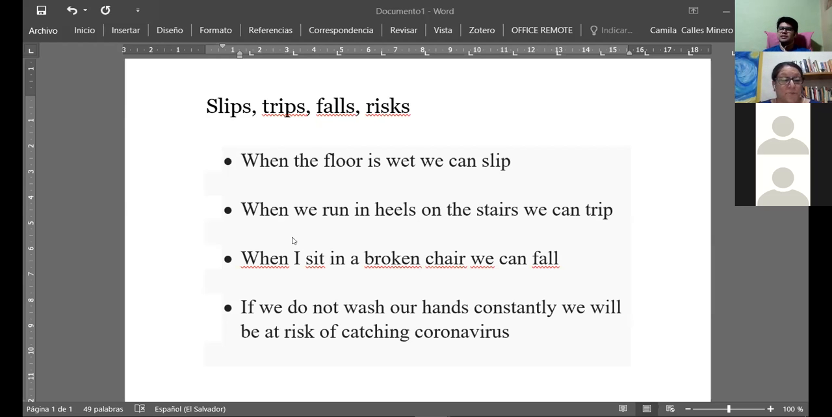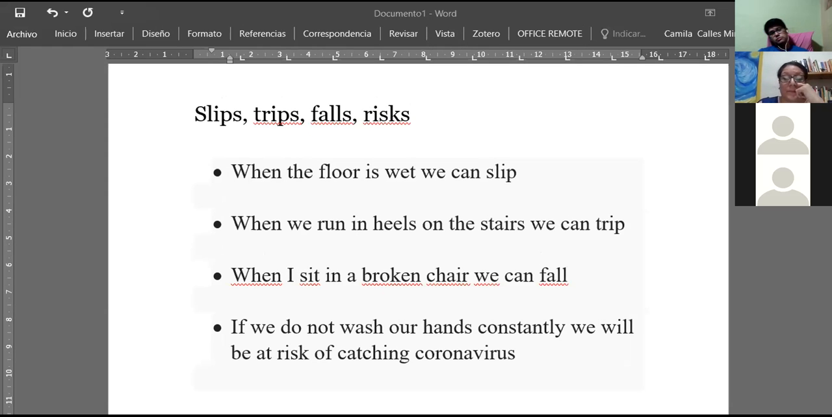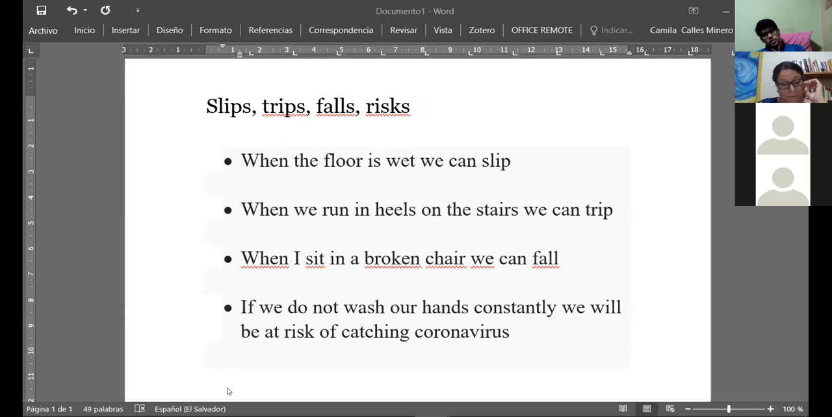Right. Okay, the other example, the trip, is when we run up the hill, or the woman running on the stairs, we can trip. It's a common accident because whoever falls on the stairs can break something. Yeah, you can break a leg. Many things can happen. The other one is when I sit on a broken chair, we can fall. That's common too, with a chair or the sofa or something like that. Some people just sit and it falls, and they can fall too. Exactly. Right, great.